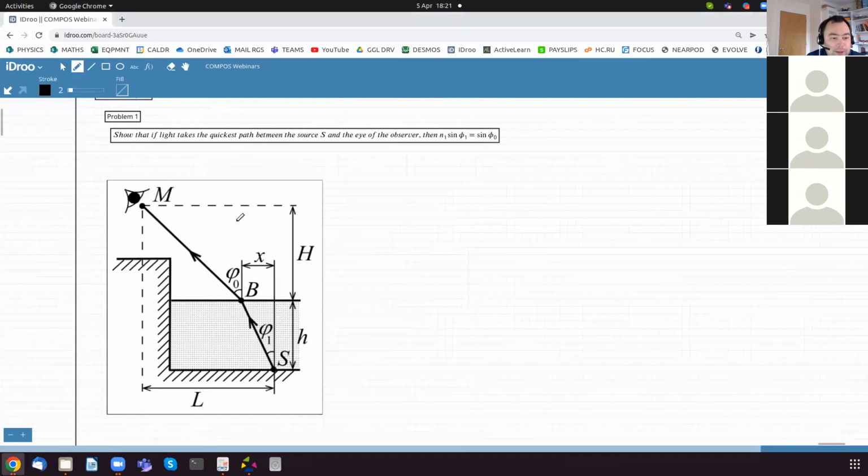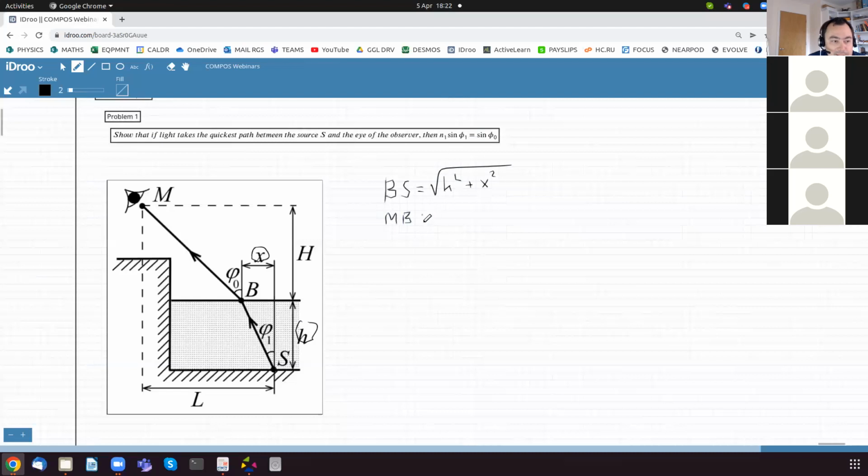First of all, we will find the path BS. BS is the square root of h squared plus x squared, using Pythagoras theorem. And then we need the path MB.